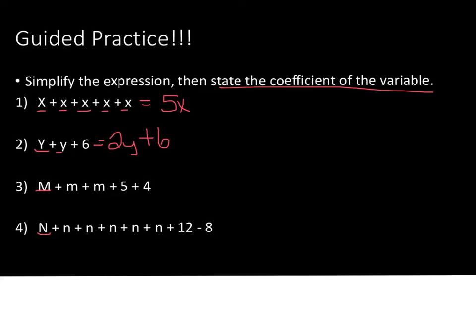All right, on the next one I have m plus m plus m, and I can combine those to be 3m, but I cannot combine 5 and 4 with 3m, but I can combine those together, and I know that 5 plus 4 is 9. So I'm going to make that 3m plus 9. And then for my last one, I have n plus n plus n plus n plus n plus n. So that is 6n. And I cannot combine 12 or 8, but I can do 12 minus 8. And 12 minus 8 is 4.